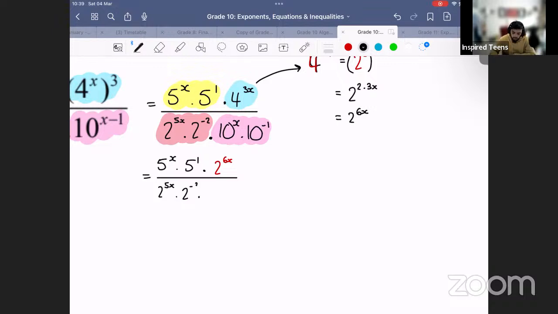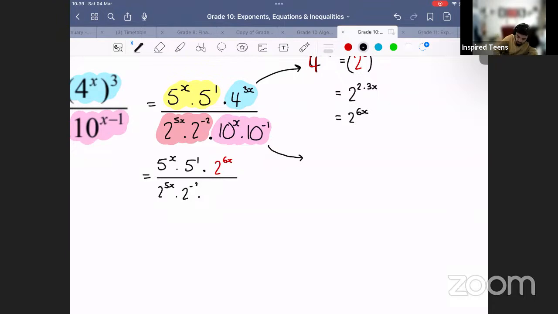Times. Now, someone tell me, I'm not sure if you guys are going to be able to tell me, but you can try. How can I write 10 to the power of x with a base of 5? 10, just 10 in general. How can I write 10 with a base of 5? So it's obviously not 5 squared because 5 squared is 25. Exactly, 2 times 5, right? But how are we going to express that?